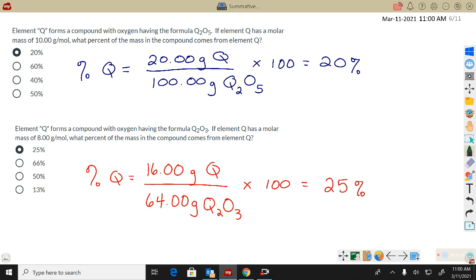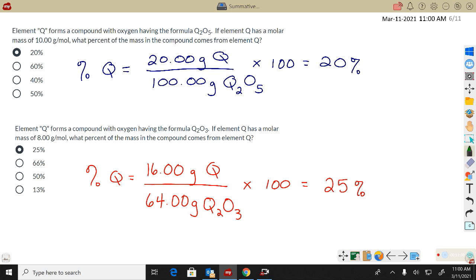In the blue example, there were 2 atoms of Q. They're each 10 grams. In the second example, there's 2 atoms of Q. They're each 8 grams. So I got the total mass of Q divided by the total mass of the compound. So I had 2Q, and then I added 5 times oxygen, or in the red example, 3 times oxygen, to get the total mass of the compound.